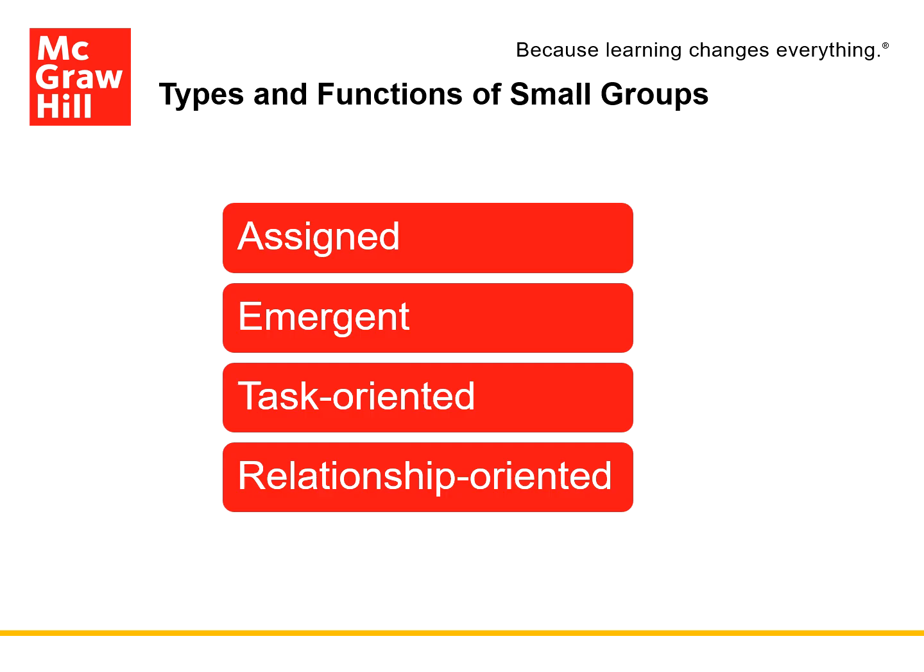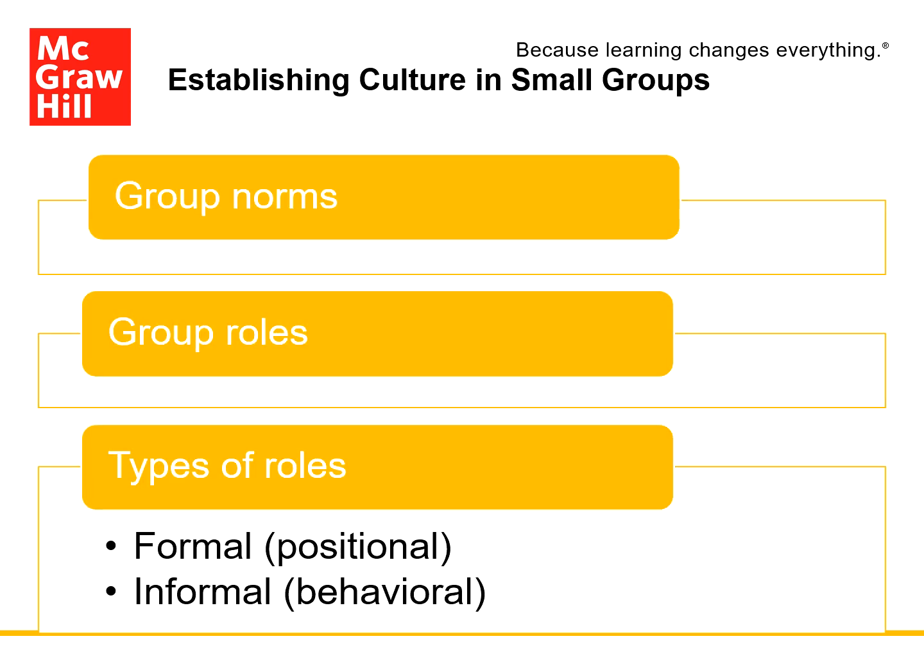So there are types of small groups. They're assigned, like in a classroom. There are emergent groups, like when you get together for a specific reason. They're task-oriented, meaning that maybe you go to Habitat for Humanity and you help work on a house for a day, and then they're relationship-oriented groups. And this happens in families and relationships.